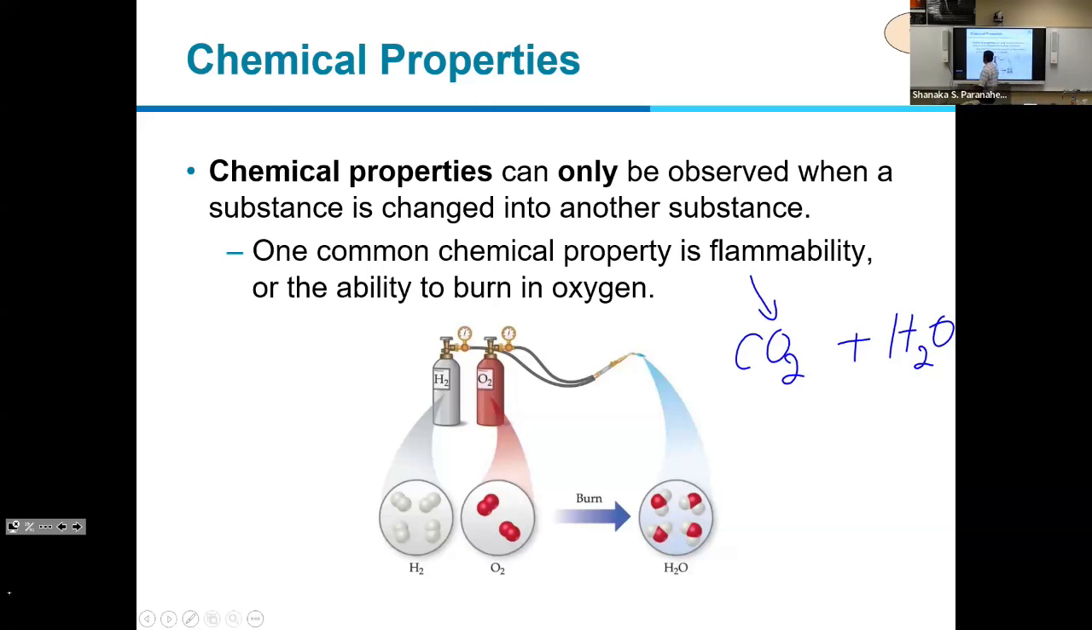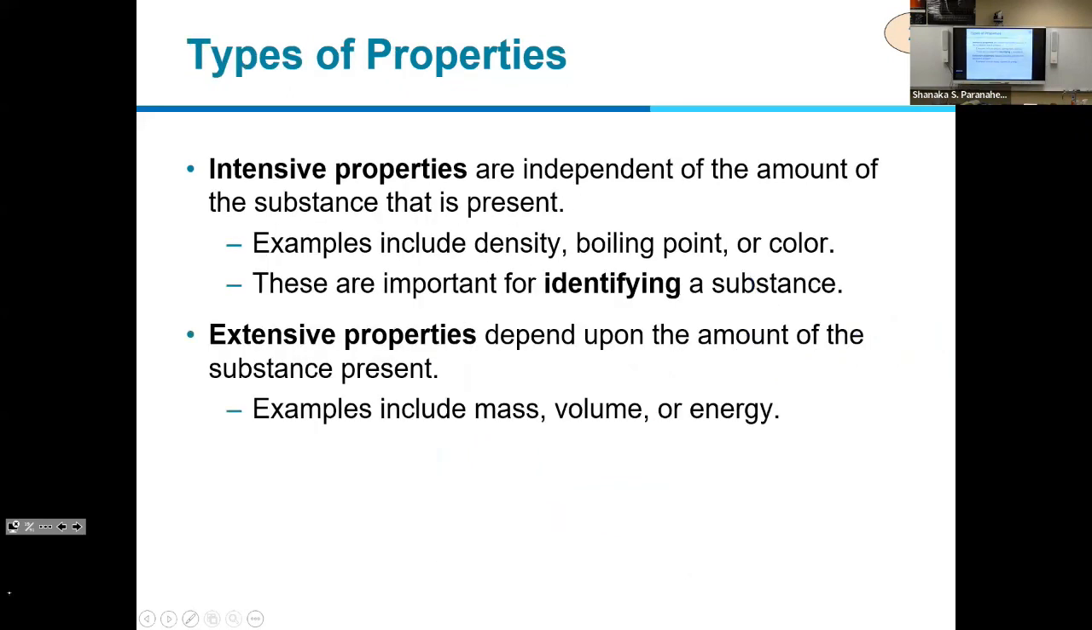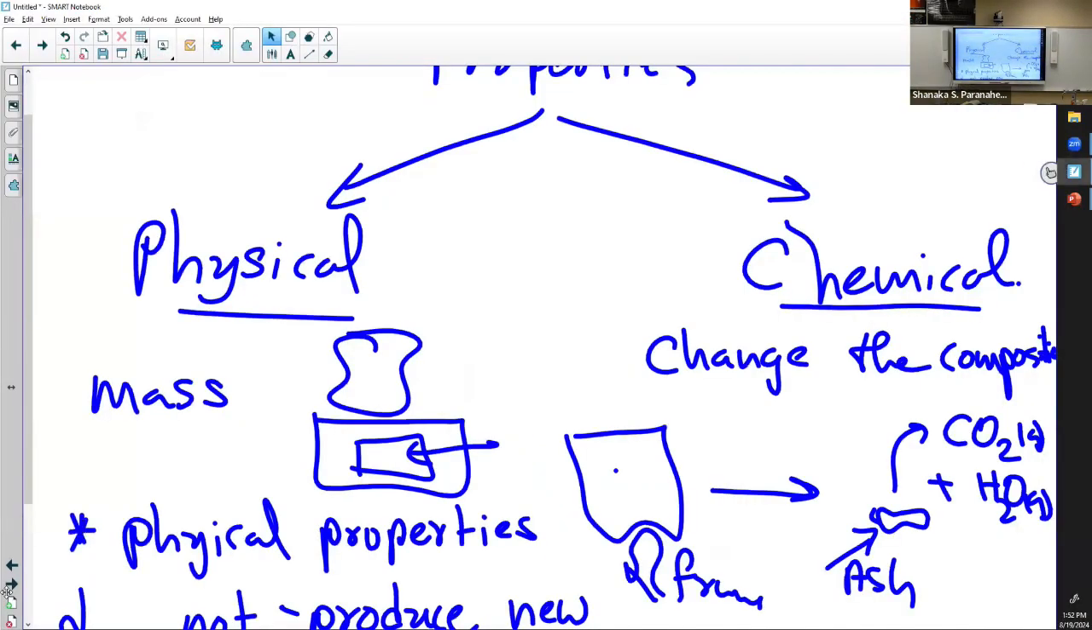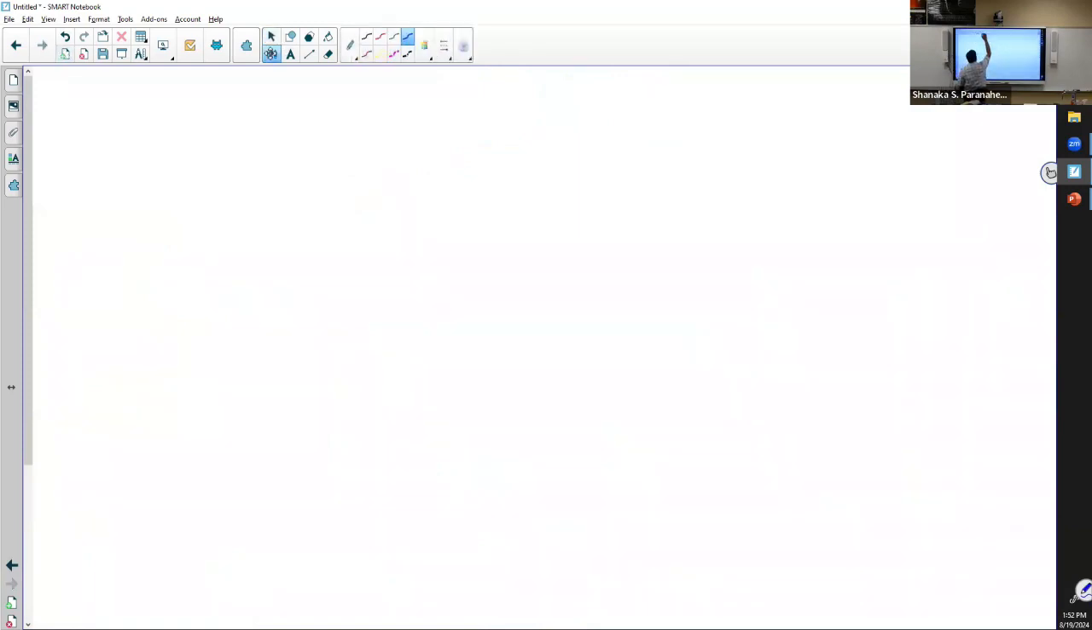Another example of chemical change is making caramel from sugar. Caramel and sugar don't have the same molecule. When you heat it, it changes its composition and arranges atoms differently. Then it has different properties, like being in a liquid state. So now we have talked about physical and chemical properties. We are going to divide physical properties into two other types of properties, called intensive and extensive.